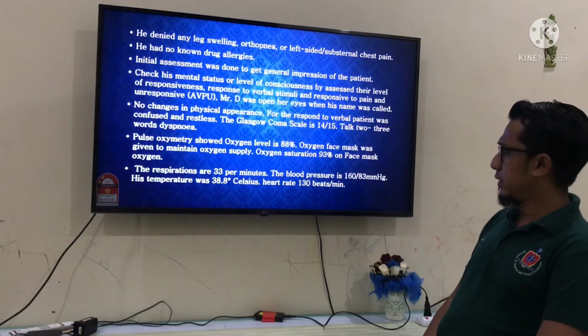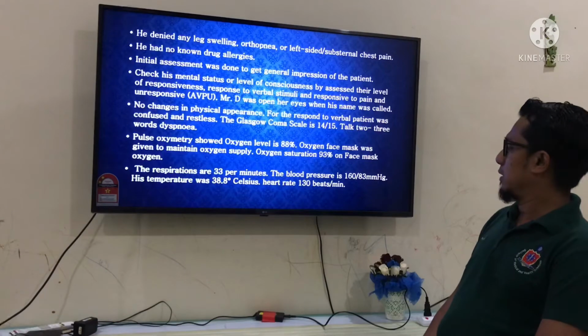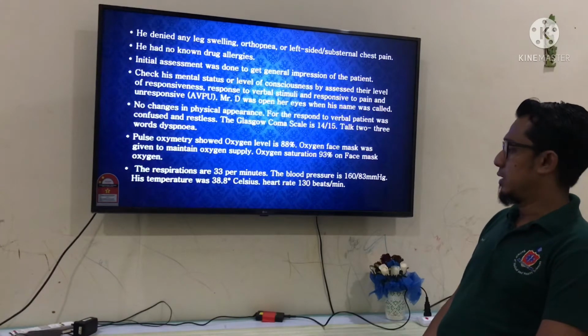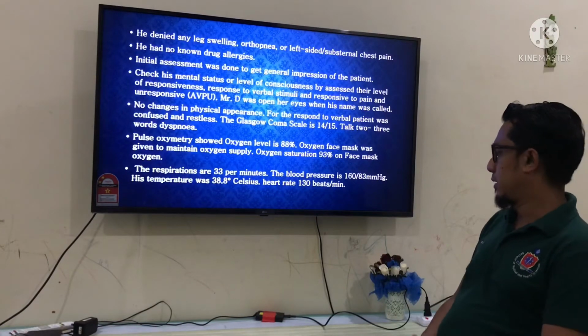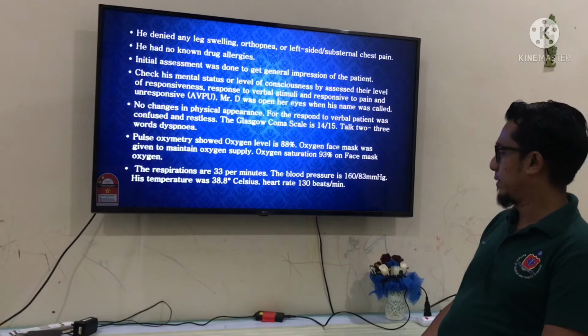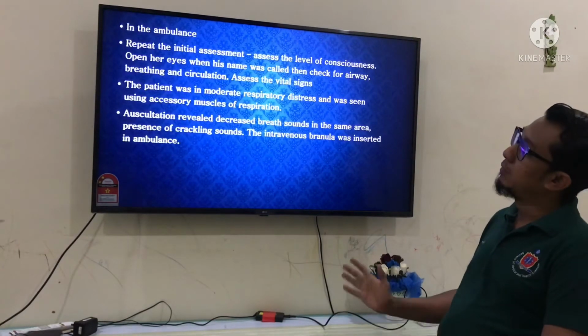The respiration rate is 33 per minute. The blood pressure is 160/83. His temperature was 38.8. Ada temperature, and heart rate is 130 beats per minute.